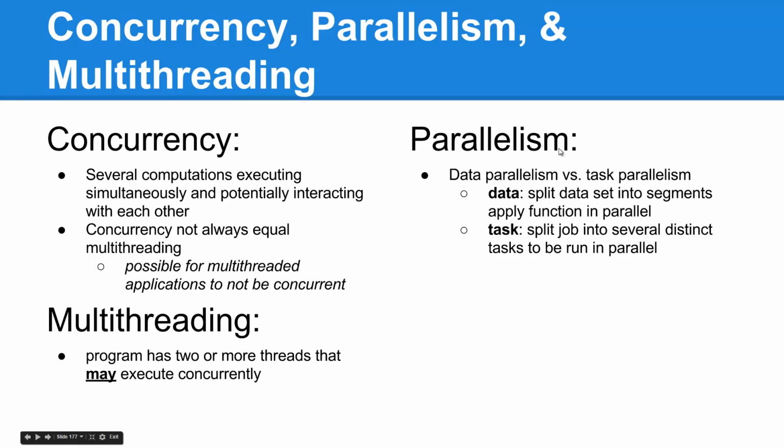Parallelism, however, relates more towards either a data or a task perspective. For the data parallelism model, the data set is simply split into segments and pushed out perhaps to the cloud, and that's all done in parallel. For a task parallelism model, it is split into several distinct tasks, and they're all run in parallel.